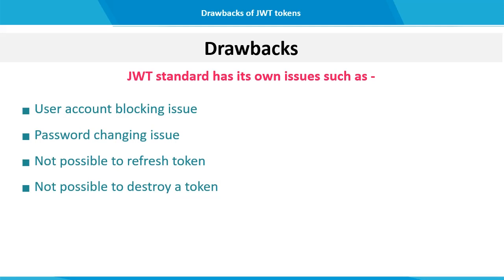The next drawback is the password changing issue. If a user needs to change their password, for instance in case of account hijacking, and if an authentication has been performed earlier, then a token generated with the previous password will still be valid until expiry. The next drawback is that it is not possible to refresh the token. No refresh token is specified by the standard implementation. On expiry, the user will have to re-authenticate.